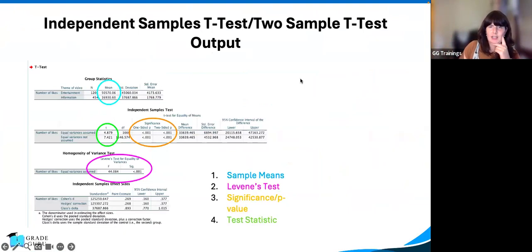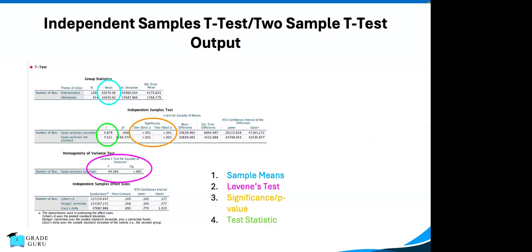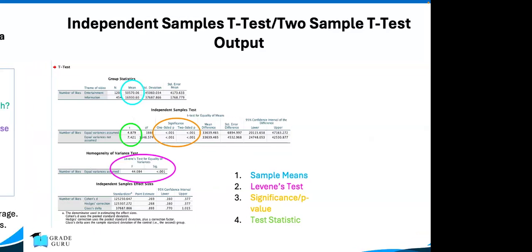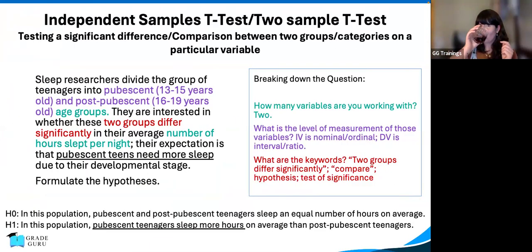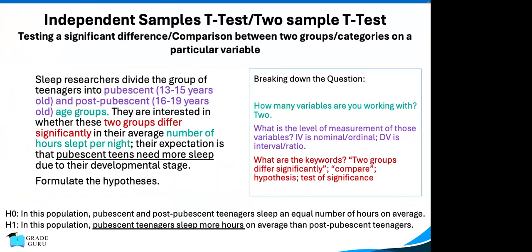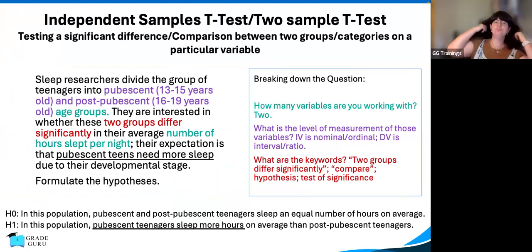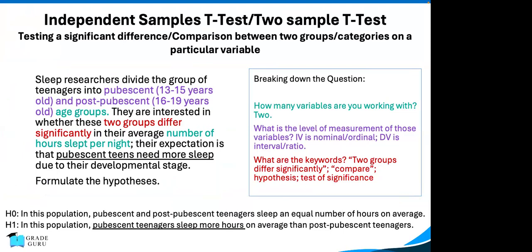Okay, the t-test output is probably the most complicated. Yeah, sorry, can you come back to the previous slide, please? Sure. I have a question about independent and dependent variables here. So here our independent variable would be age, right? Mm-hmm. That's why it's nominal and ordinal, and dependent therefore would be interval and ratio because it's hours of sleep.